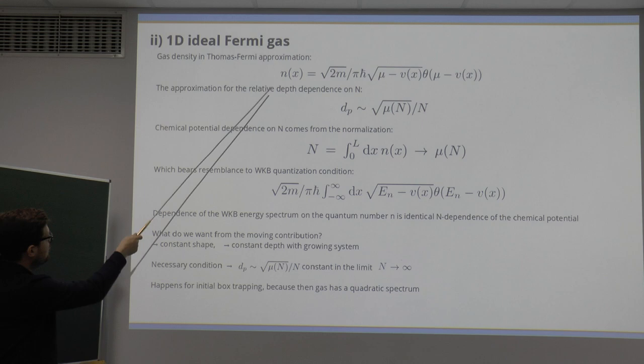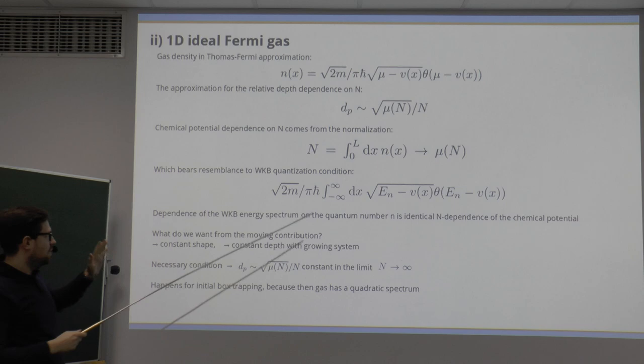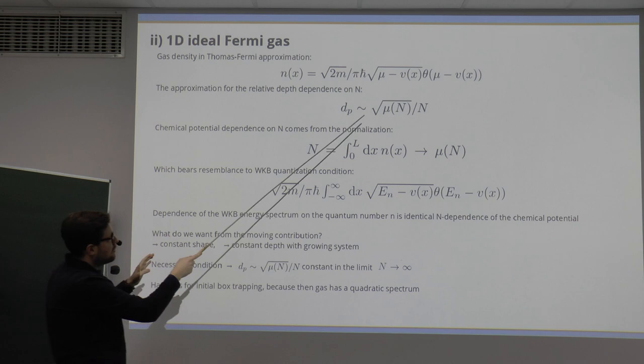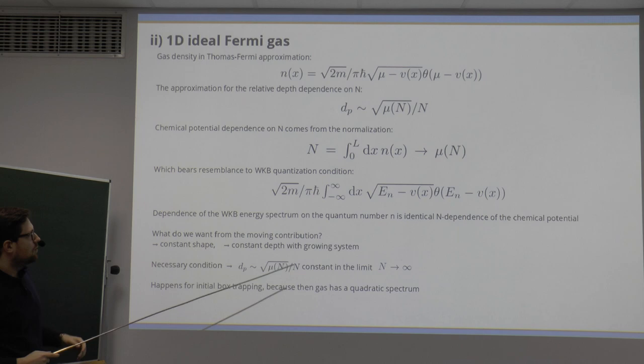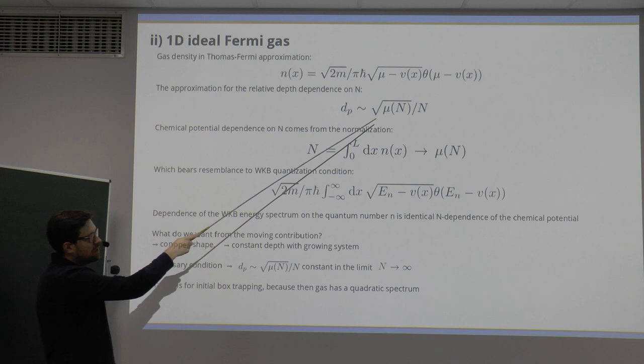And we can make a really not very nice, but working in most of the cases, approximation for this relative depth. The scaling is like the square root of the chemical potential with some dependence of big N over big N. So we would like this relative depth to be constant, so for this chemical potential to be quadratic in big N.